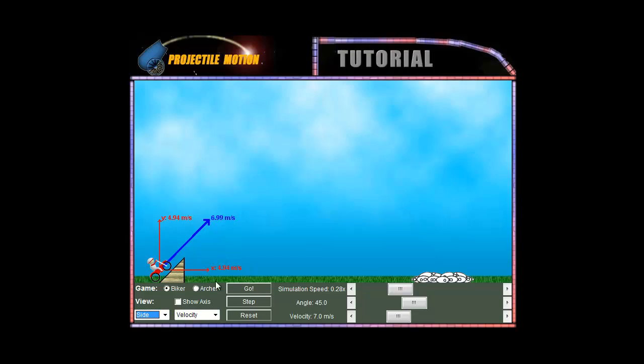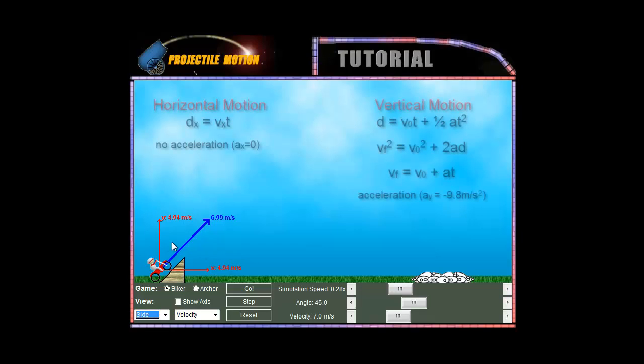Here's my x velocity, there's my y velocity. When we were looking at it from the front, we were unaware that it actually had a horizontal velocity. When we were looking at it from the top, we were unaware that it actually had a vertical velocity. And the point I'm trying to make is that these two directions are completely independent of one another.